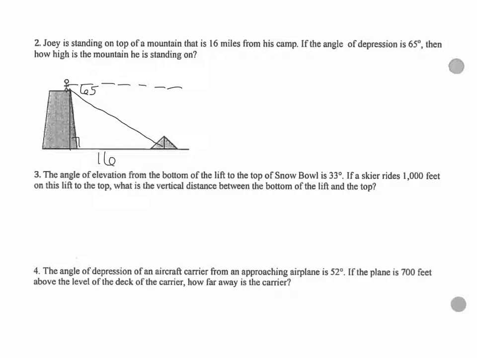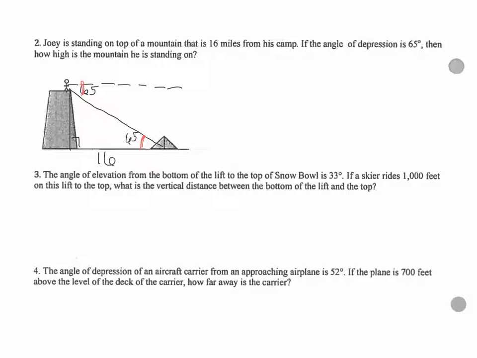So if this angle is 65 degrees, this angle right here is also 65 degrees because of alternate interior angles. Okay? So that's another reason to show you how the angle of depression and the angle of elevation just mean the exact same thing. They're the exact same angle measure. So you can always assume that they're always going to be on the ground.